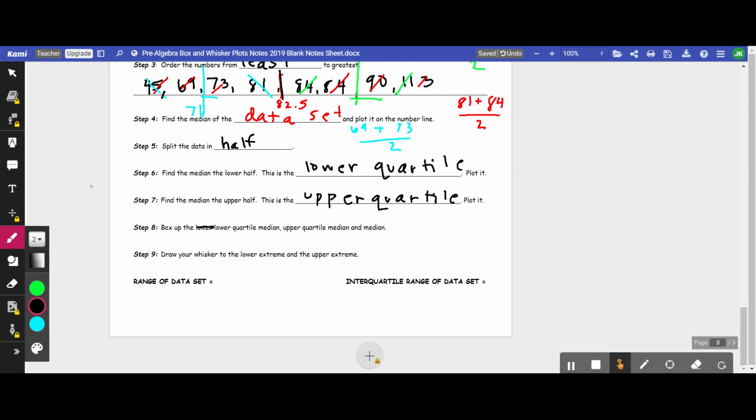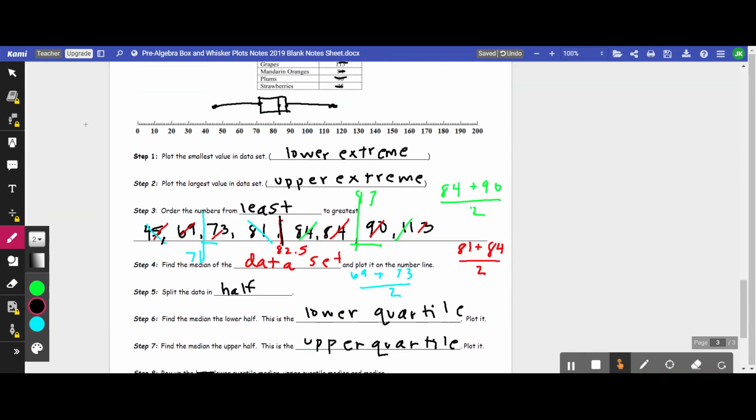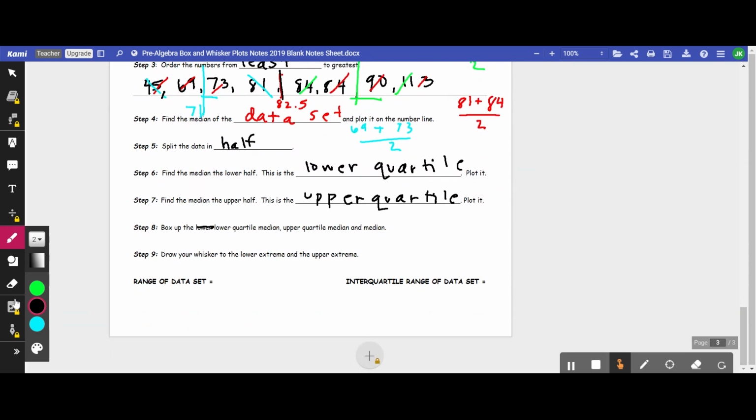And then for these last 2 questions, this is asking you for the range of your data set. So remember, that's your upper extreme minus the lower extreme. So we figured out that your lower extreme is your smallest value, and your upper extreme is the largest. So when we list them from least to greatest, your largest was the 113, and your lower extreme was the 45. So you can do 113 minus 45 to get it. If you subtract those, then you'll get a range of 68.